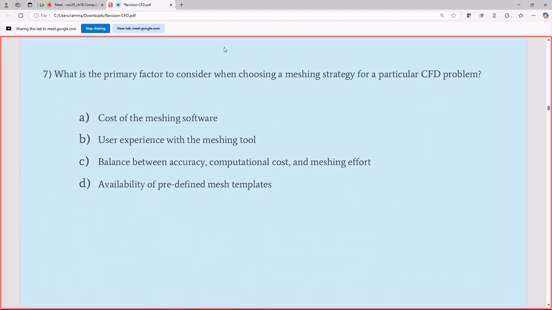Next question. What is the primary factor to consider when choosing a meshing strategy for a particular CFD problem? Options are: option A, cost of meshing software; option B, user experience with the meshing tool; option C, balance between accuracy, computational cost, and meshing effort; option D, availability of predefined mesh templates.